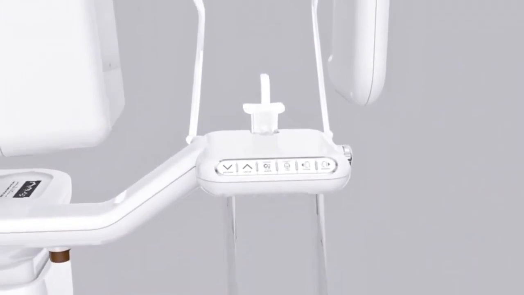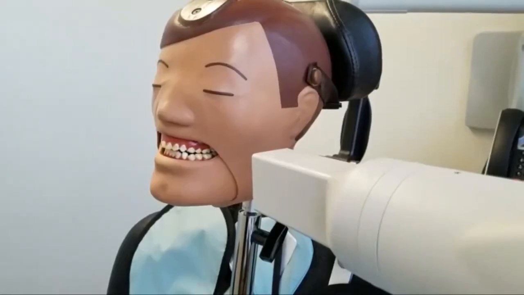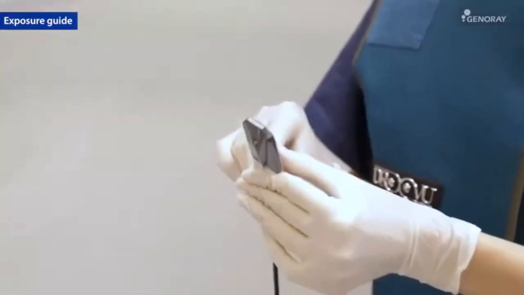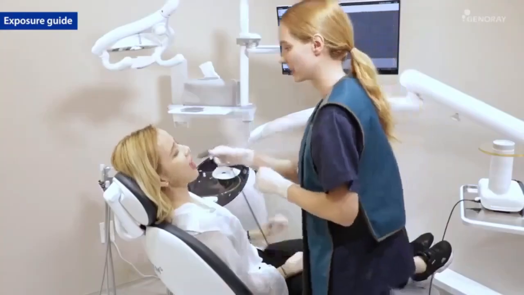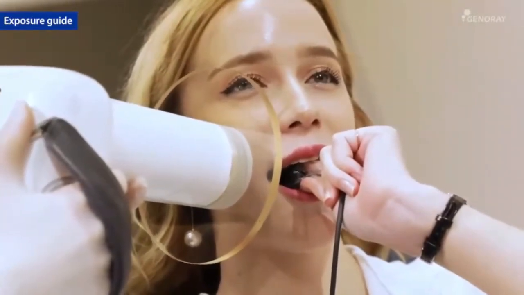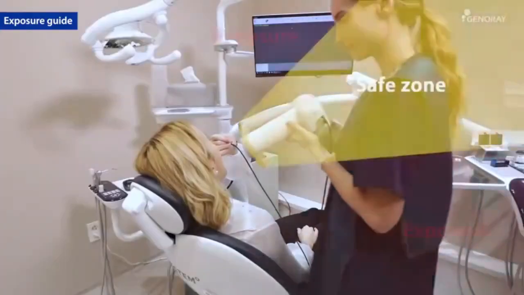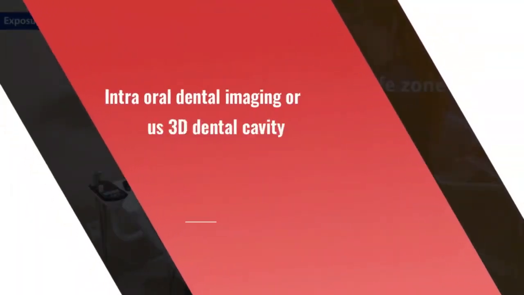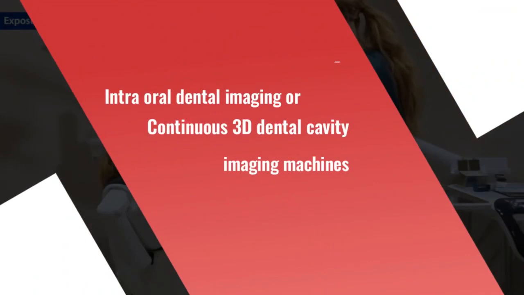In this video, we will look into dental x-rays, or orthopantomograph. Today, the conventional dental x-rays have moved beyond just filmed x-rays. These machines are also referred to as OPG machines. If we define this instrument in a simplified manner, it's nothing but a low-dose x-ray machine with an intraoral dental imaging or continuous 3D dental cavity imaging machine.